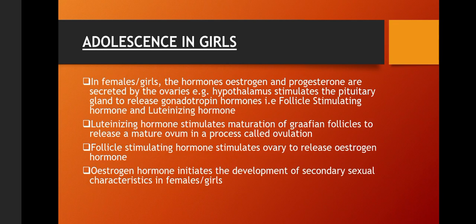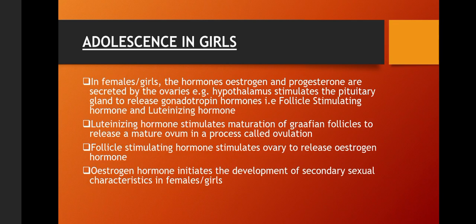The two gonadotropin hormones are the follicle stimulating hormone and the luteinizing hormone. Once the luteinizing hormone has been produced by the pituitary gland, it will move to the ovary. When it gets there, it will stimulate maturation of Graafian follicles. The Graafian follicles are the immature ova. Once they have been stimulated, they will mature, and a mature follicle will rupture and release an ovum in the process that we are calling ovulation.